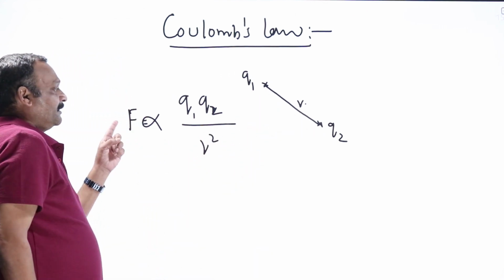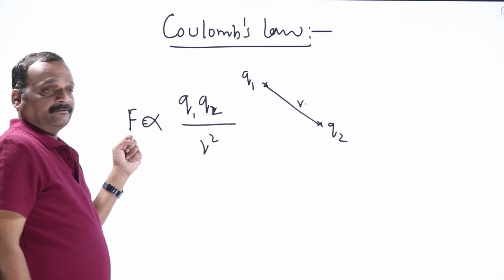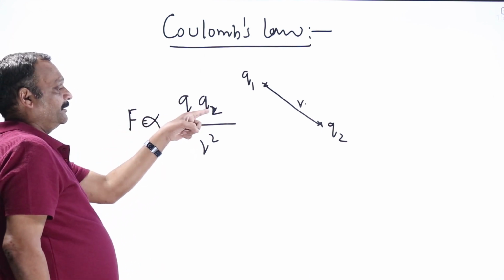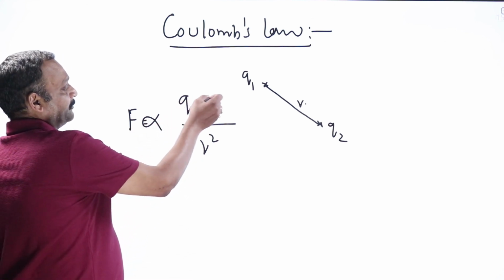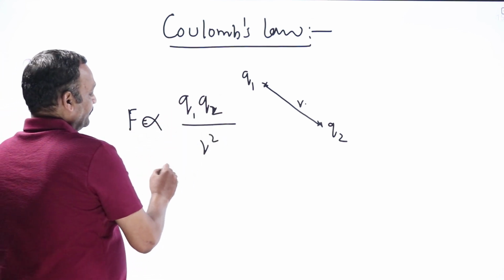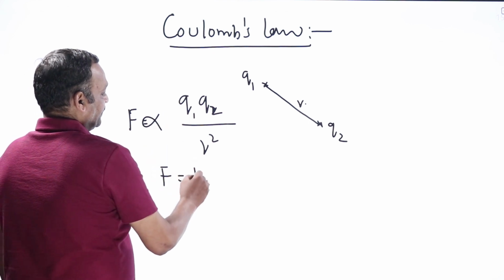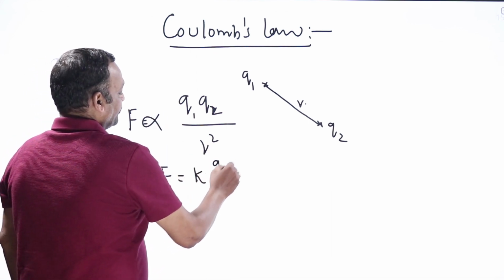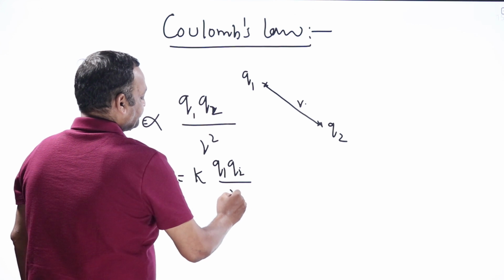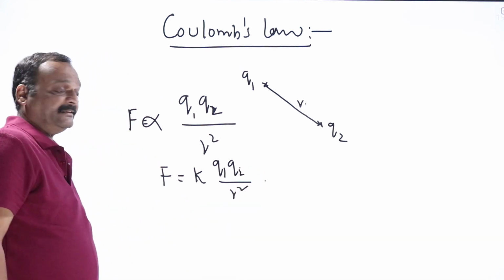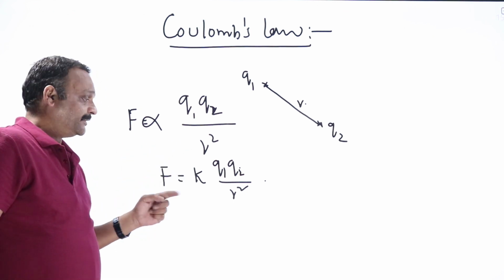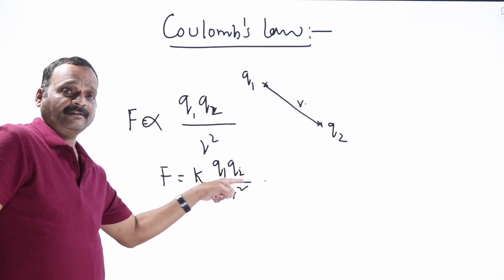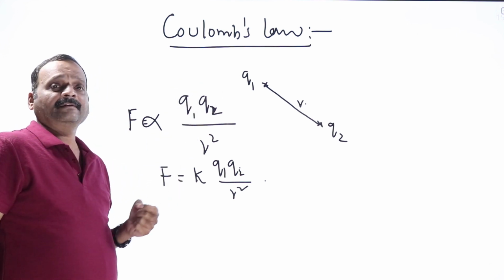That is, the Coulomb force of attraction or repulsion between two charges is proportional to Q1 Q2 and proportional to 1 by r square. So F is proportional to Q1 Q2 by r square. Removing the proportionality sign and putting a constant k, F equals k Q1 Q2 by r square. Coulomb's law, the electrostatic force of attraction or repulsion, is an inverse square law force. Remember that point, it will be useful in future.